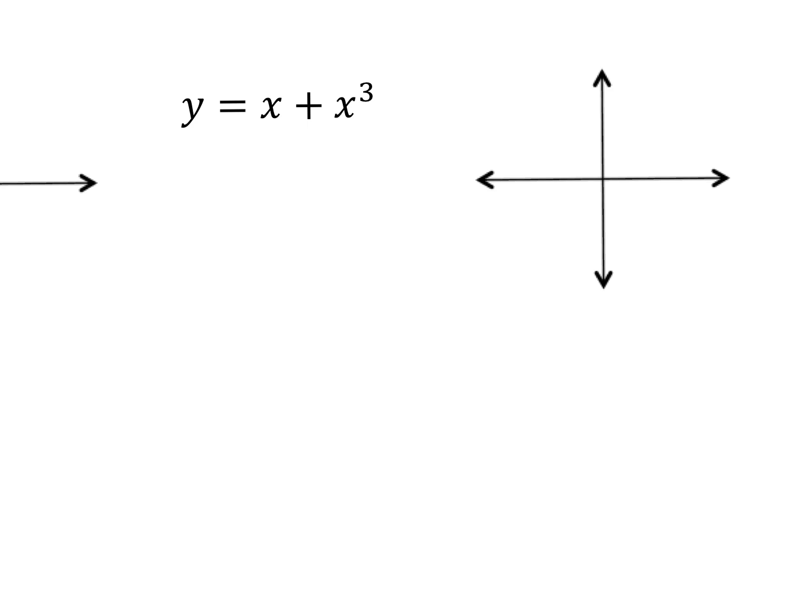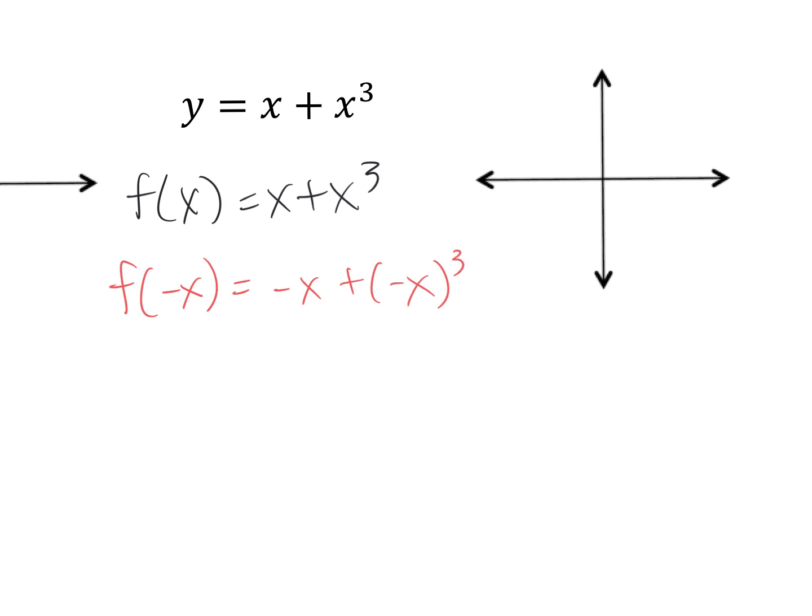Here's what we got to do, you guys. My original function was x plus x cubed. What we got to do every time, how you start all of these, is we always replace our x with a negative. We replace every x with a negative. Anytime I've got a negative number to a power, I'm always going to put it in parentheses. And then we got to simplify.